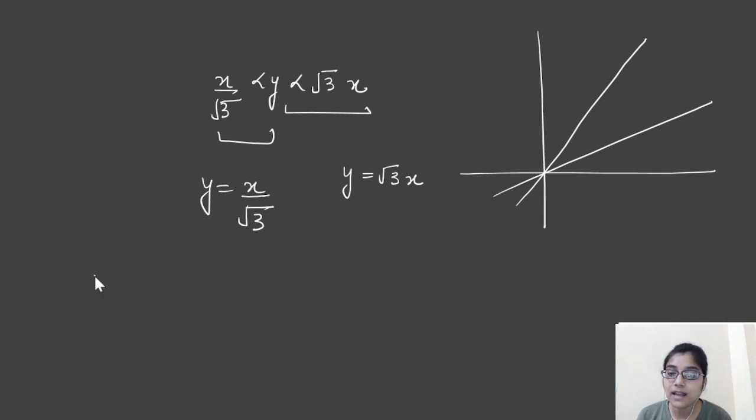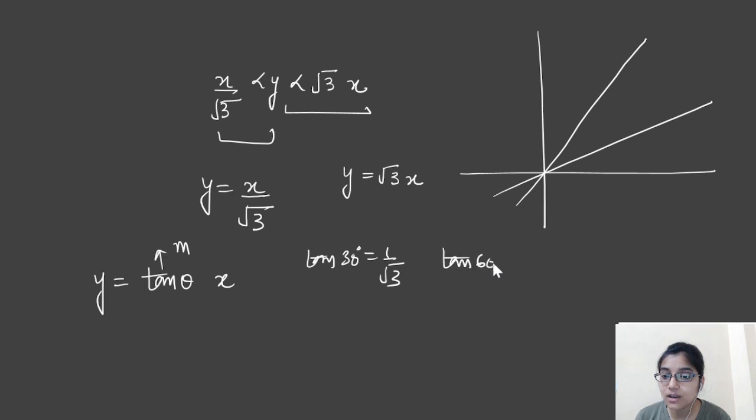So one way is that, as you know, y is equal to m times x, where m is tan theta. So you know that tan 30 is 1 by root 3, right? Then you also know that tan 60 is going to be root 3. So obviously you can get an idea that here we have tan 30 x, which is going to be x by root 3. So it means this is going to be 30 degree and this one is going to be 60 degree.